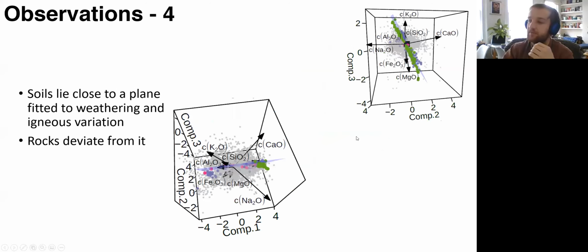And then a final observation, which I may discuss in a bit more detail if I get time, is that if you just fit a plane through the weathering trend and the igneous rock trend, so this blue polygon is a 2D surface fitted through the data, the soils lie pretty close to this plane, but sedimentary rocks deviate away from it a bit more. So this isn't a particularly important observation, but I may discuss it in a bit more detail later.